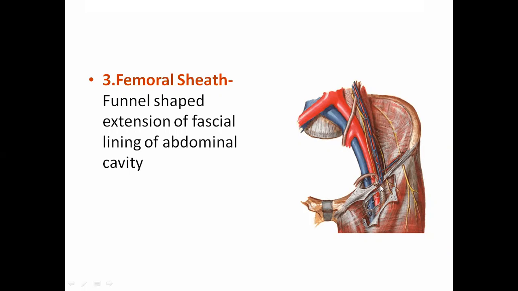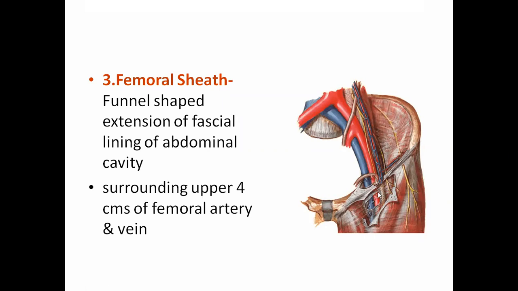So this fascia, this sheath that we can see here, is called the femoral sheath, which is an extension of the fascia of the abdominal cavity. It surrounds the upper 4 centimeter of the femoral artery and vein. So the femoral artery and vein are covered by the femoral sheath, the upper 4 centimeter of it in the femoral triangle, whereas the femoral nerve is not covered by the femoral sheath. The femoral nerve lies outside the femoral sheath.